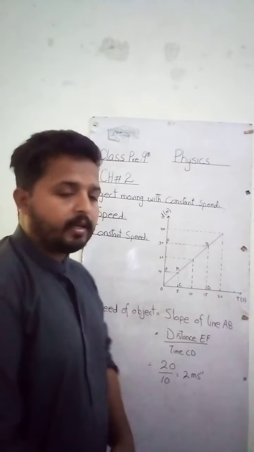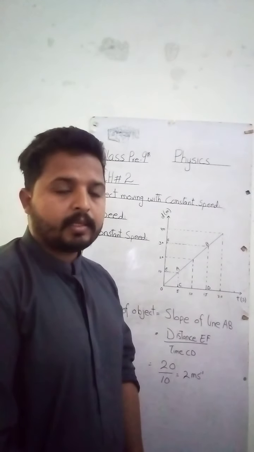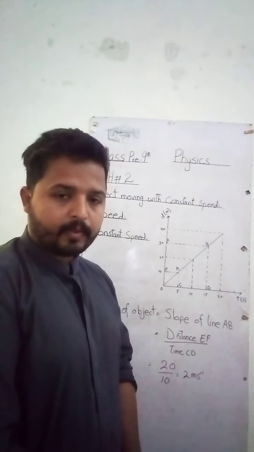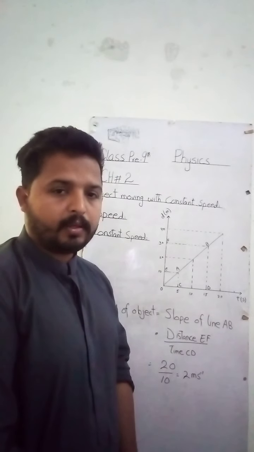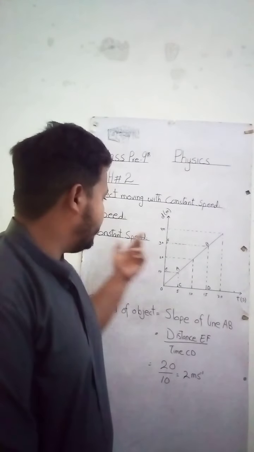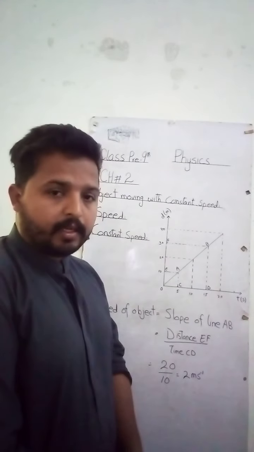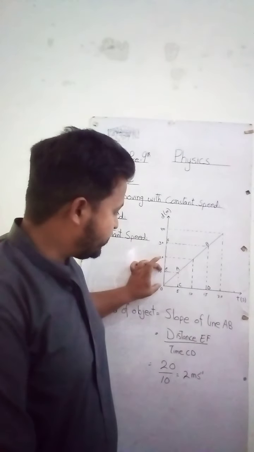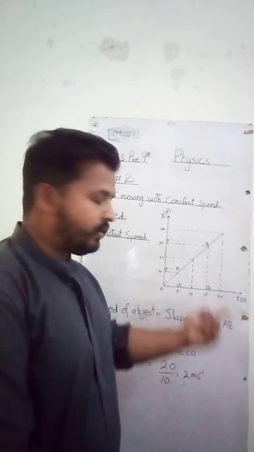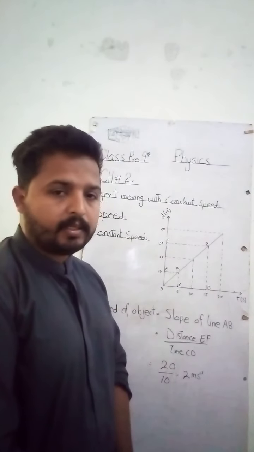Students, you know that speed is the distance covered by a body in a unit time. If a body covers equal distances in equal intervals of time, then the speed is constant.